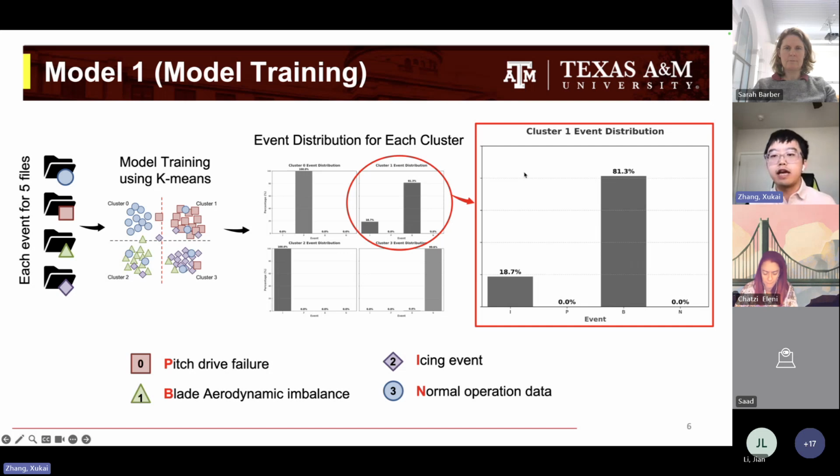Next, we analyze the event distribution within each cluster. For example, in cluster 1, here we use abbreviations for the different events. As we can see, blade aerodynamic imbalance is the dominant event. Therefore, we label cluster 1 as blade aerodynamic imbalance, and do the same for the other 3 clusters.